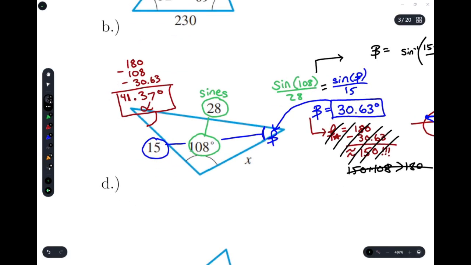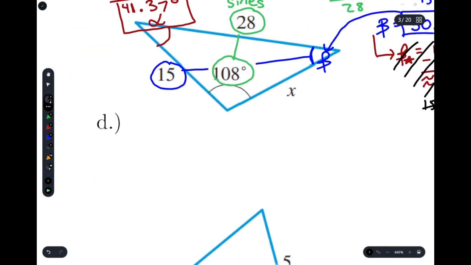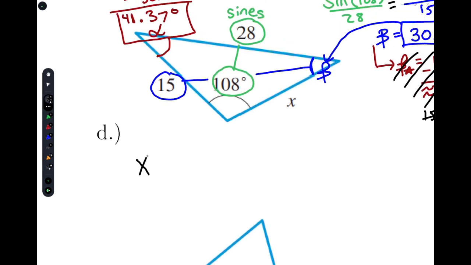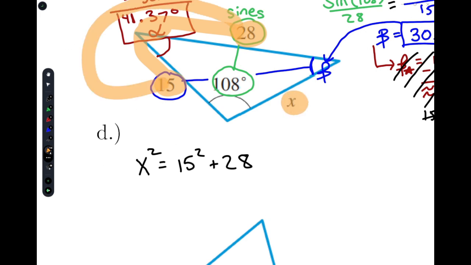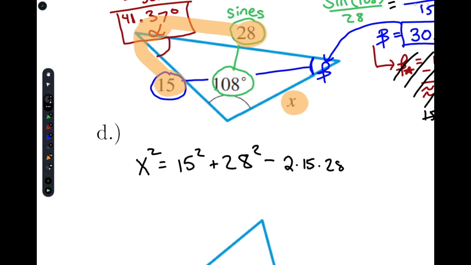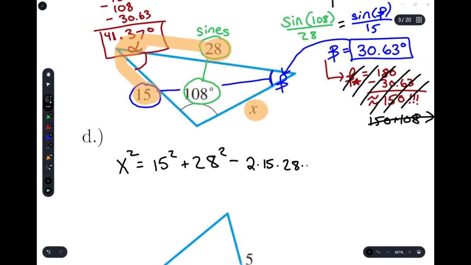Hang on, we gotta get back to this cosines thing. We're wasting time. X squared equals 15 squared plus 28 squared. Remember, we're doing this Pac-Man, right? He's eating that dot. We don't care about anything else. So minus 2 times 15 times 28 times cosine of 108. Look at my Pac-Man. Okay, 41.37.